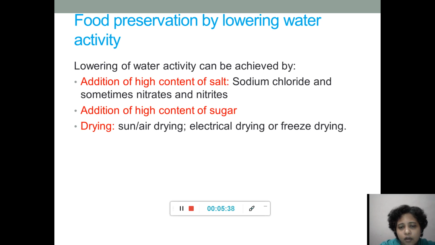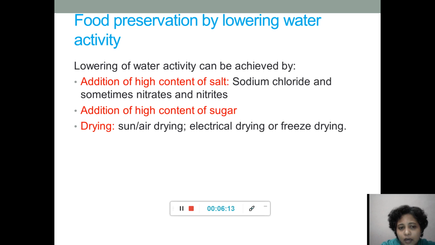Okay, now if you have the salted gooseberry, salted mangoes, salted varieties of fishes, these are all examples where you lower the water activity. And addition of a high content of sugar. Usually when you add more sugar, we consider that, of course, sugar could also cause fermentation, but there are some sugars which have been found to be hygroscopic, that is, they will absorb more water and reduce the water activity. So such sugars would also help to preserve the food.